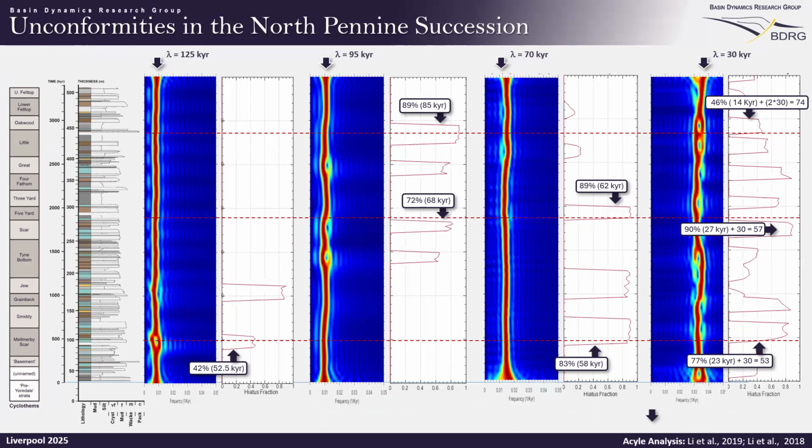Yes, the 95,000 year band gives us a calculation of about 85,000 years for the cycle, the bit that's missing. This one over here, the 30,000 year cycle, tells you it's 14,000 years, but do remember it's only a proportion of a whole cycle. So you multiply that up and you get 74, which is not dissimilar to 85 when you think about the uncertainty in doing this.